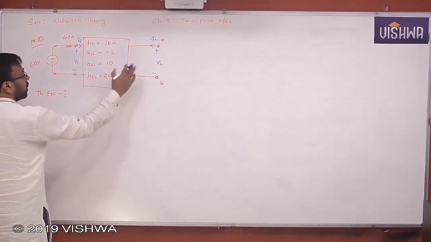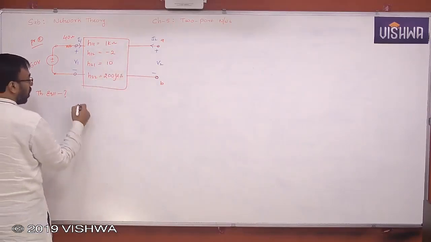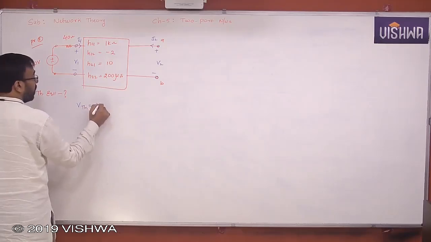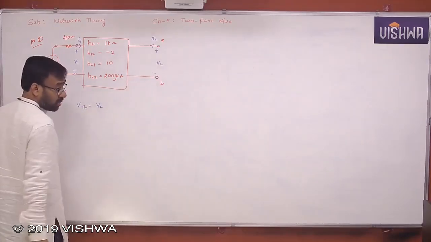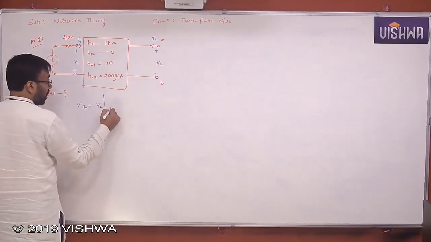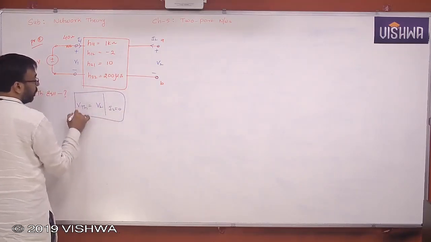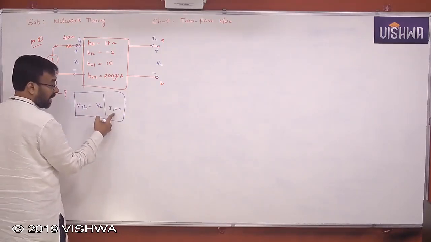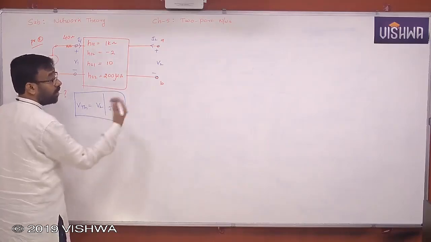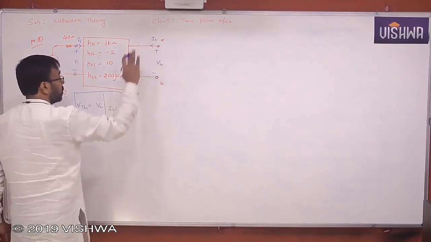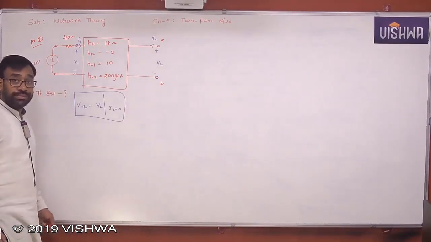And now here it is asking for V2. But what is V2 or VTH? VTH is nothing but V2 only, because already the load is removed, but under the condition I2 = 0. Yes or no? VTH is nothing but V2 only under the condition I2 = 0. So if I am able to find V2 now with the condition I2 = 0, then my job is over.